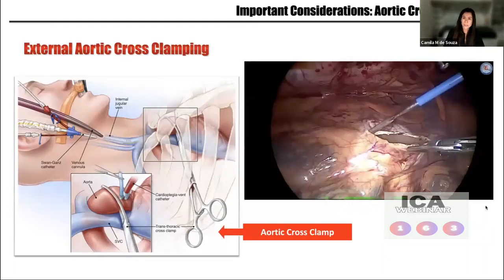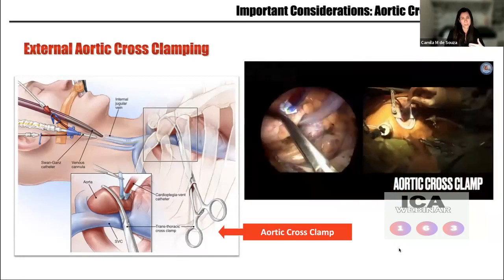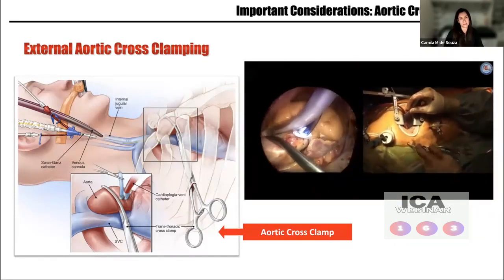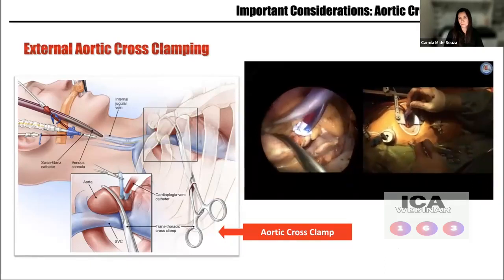The external cross clamping is the most common alternative used for aortic cross clamping in these procedures. The clamp goes directly through the chest wall and across the ascending aorta. It's placed under direct vision by the surgeons, as demonstrated in this short video.